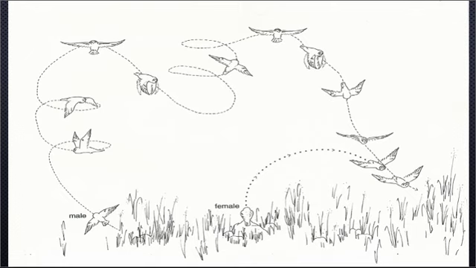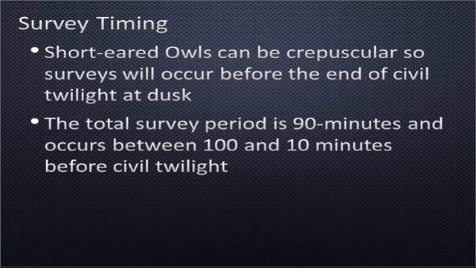Larson and Holt, Matt Larson, our Montana State Coordinator, did some research and really evaluated that the probability of detection gets much higher as we approach total darkness. So the survey period is 90 minutes long. We begin 100 minutes before darkness, or the end of civil twilight, and we finish 10 minutes before the end of civil twilight. At that point, it's beginning to get quite dark, so it'll start to be difficult to see birds at a distance, and definitely more difficult to identify them.